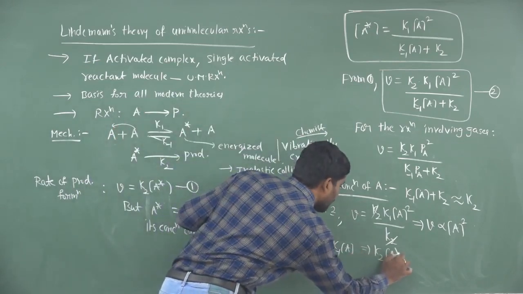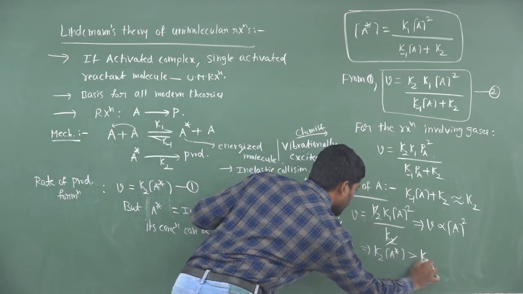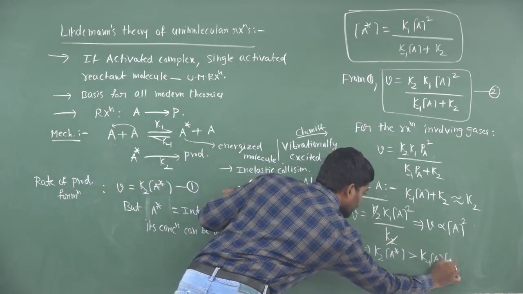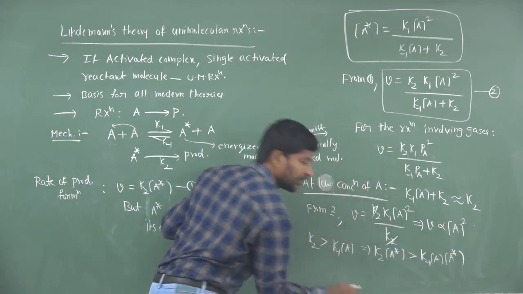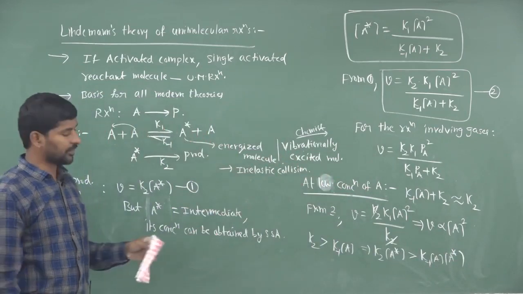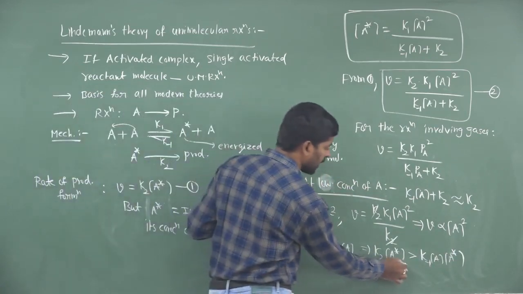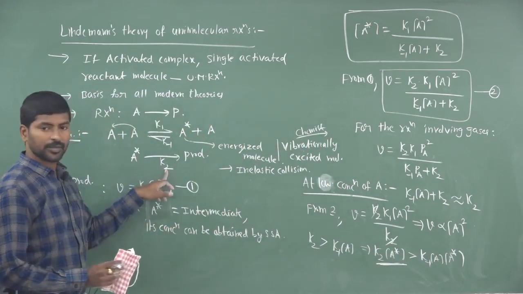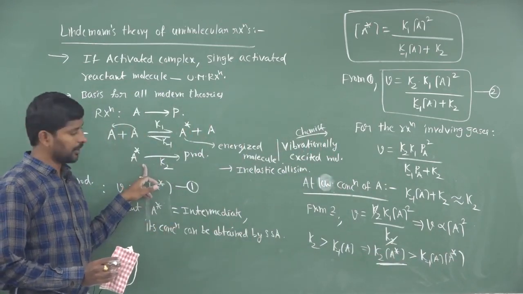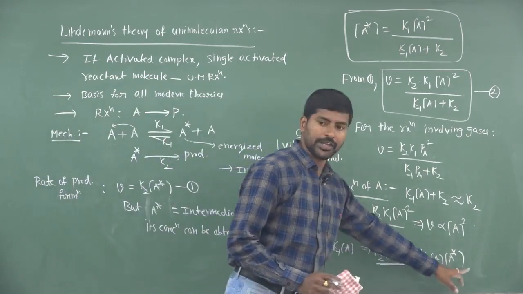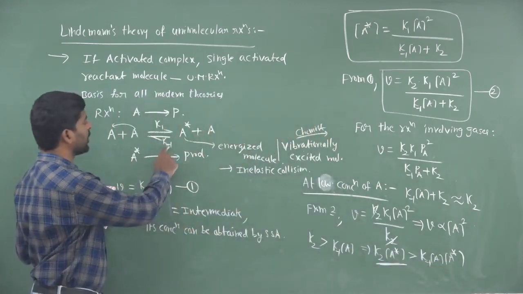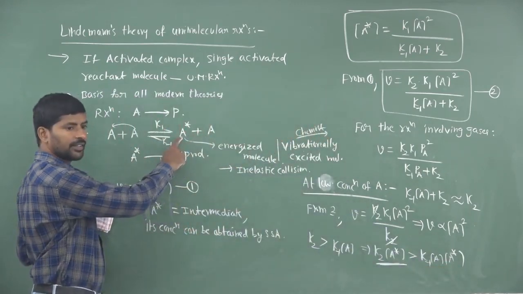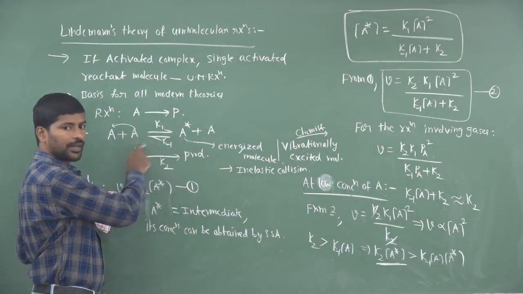On both sides I am multiplying with A star. K2 into A star is nothing but rate of product formation. What about this K minus 1 into A star? This is nothing but rate of backward reaction.